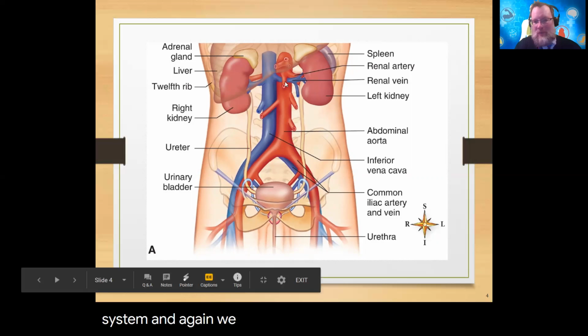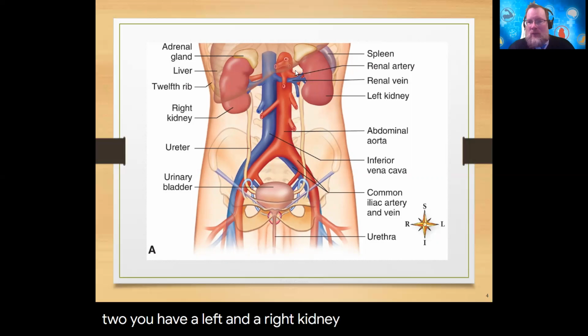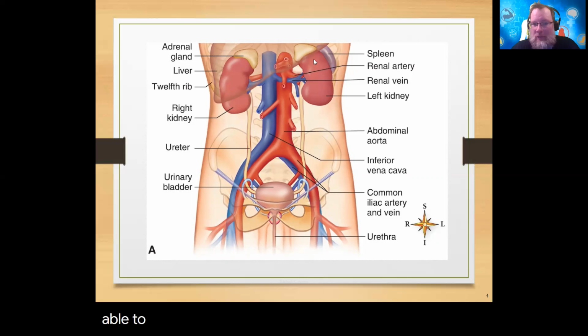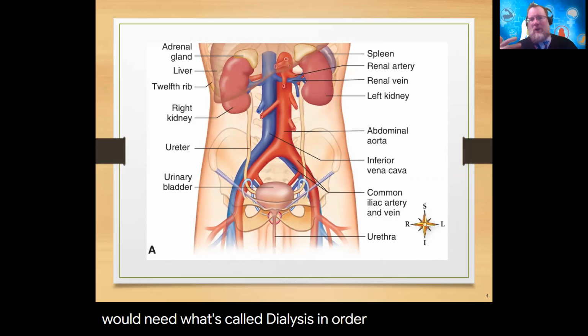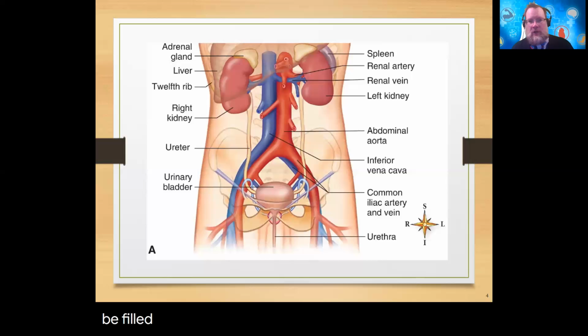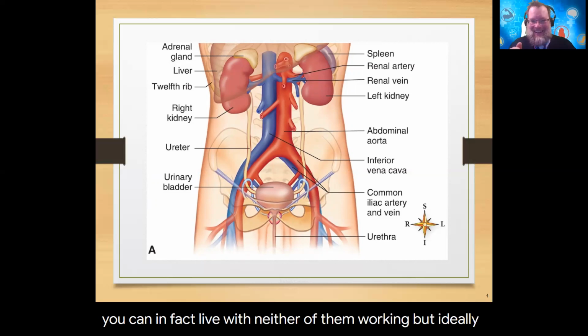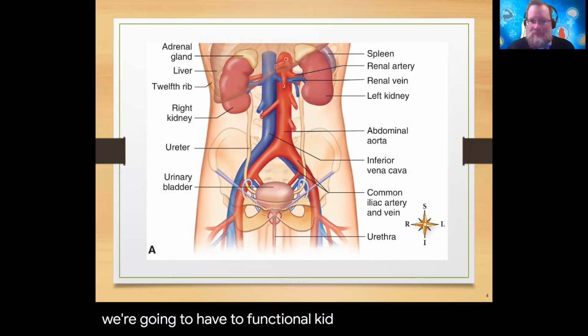And again, we start with the kidneys. You have a left and a right kidney, and you are certainly able to function with just one. And actually, we can function with neither kidney working, but we would need what's called dialysis in order for our blood to be filtered and our fluid balance to be maintained. So kidneys, you can live with just one. You can in fact live with neither of them working, but ideally we're going to have two functional kidneys.